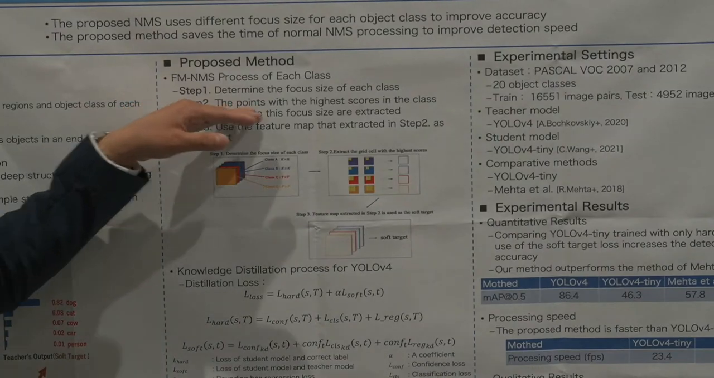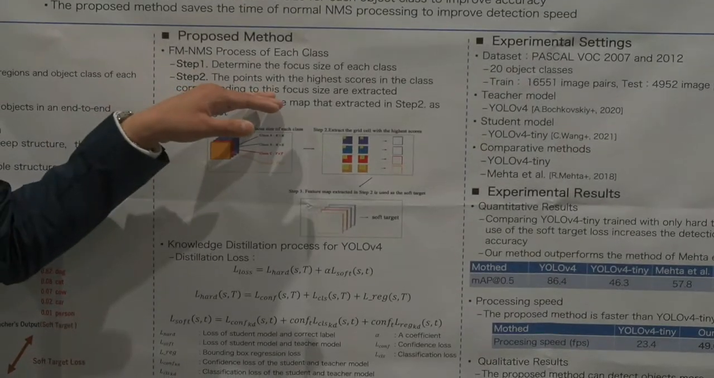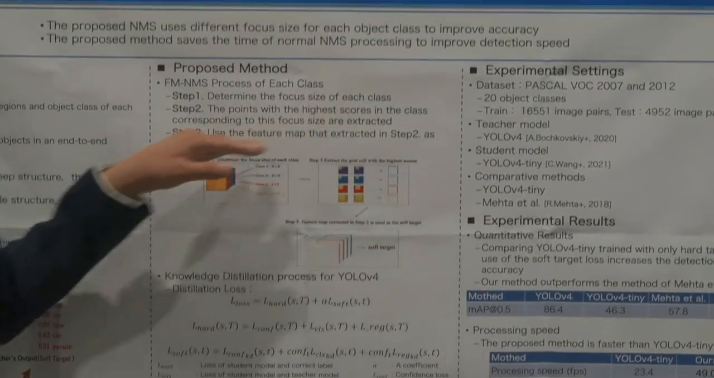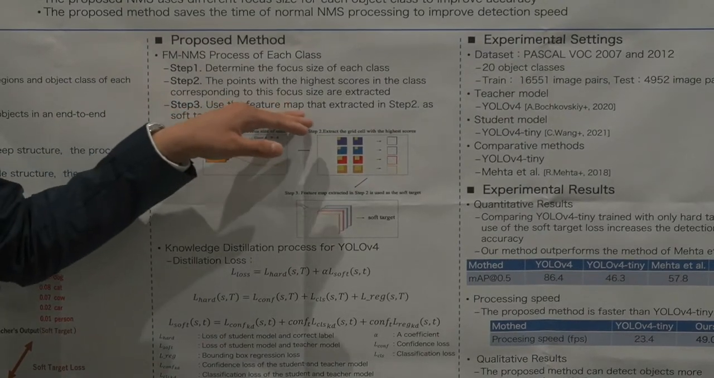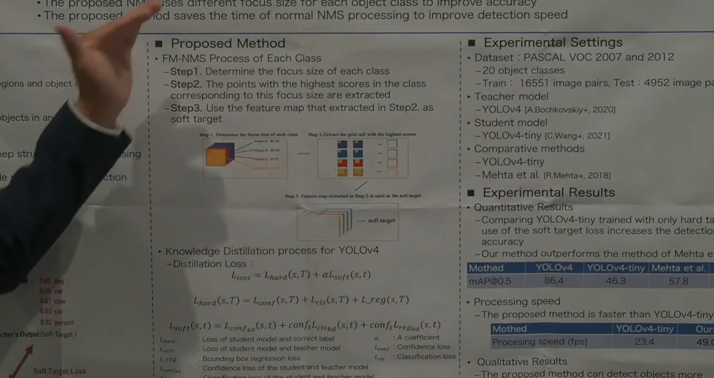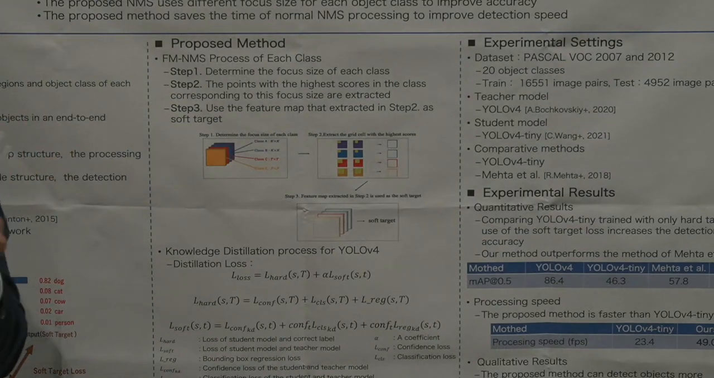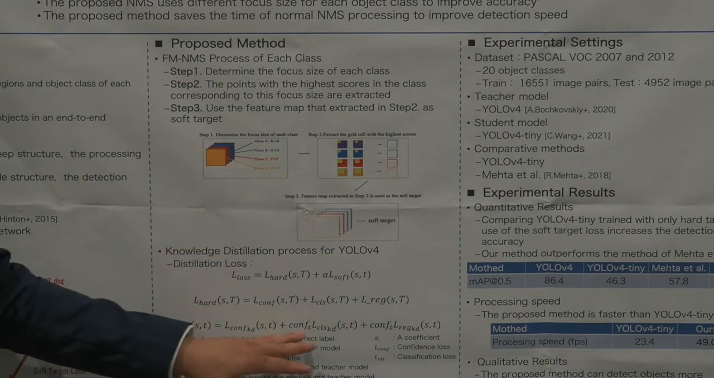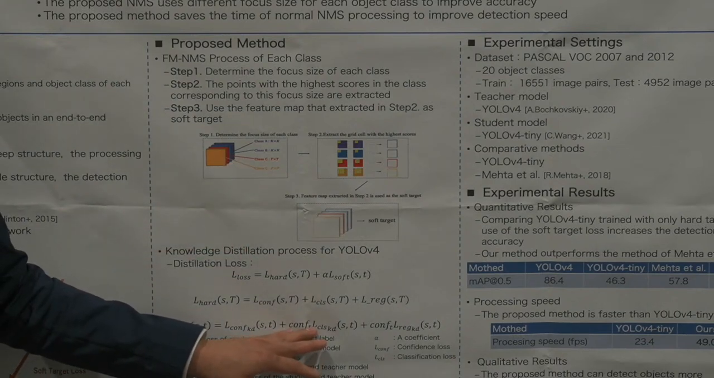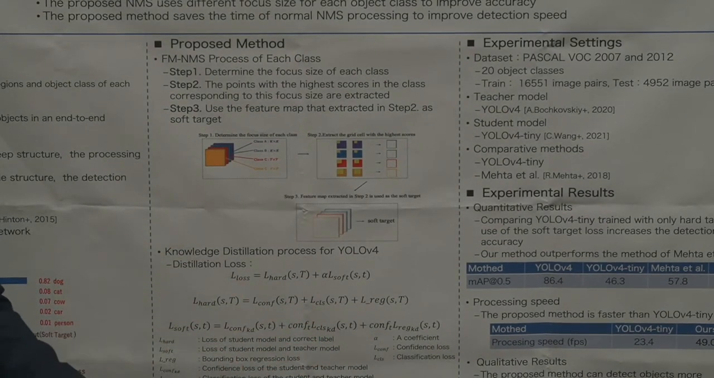And step two, the points with the highest score in the class, corresponding to this focus size, are extracted. And step three, use the feature map extracted in step two as the soft target. We use this method to remove the repeated bounding box information. And for background information, we use the teacher's confidence output as a weight function to calculate the loss and to remove the background information.